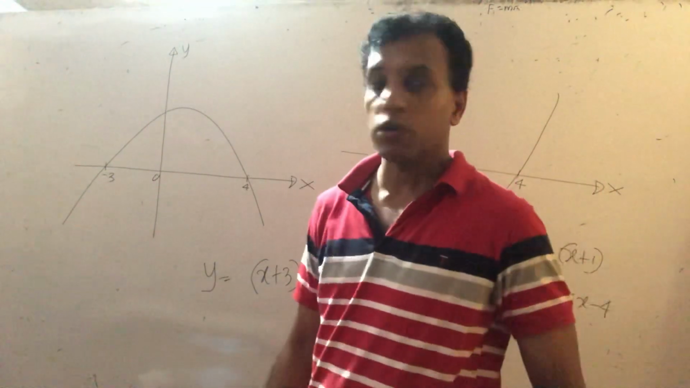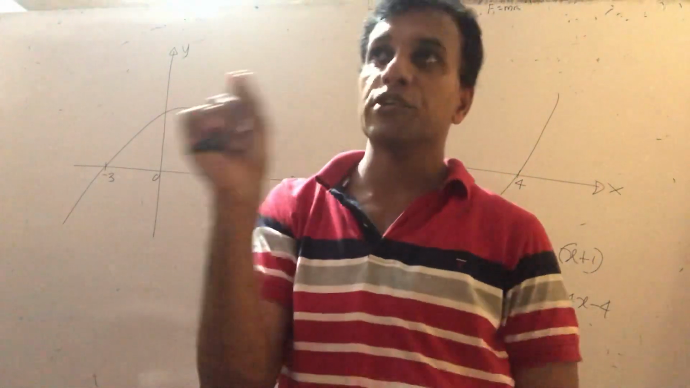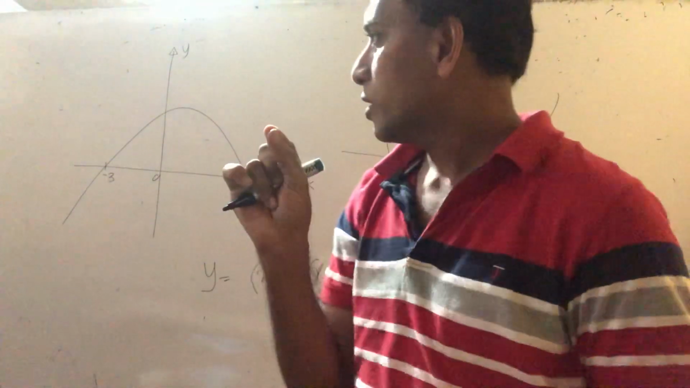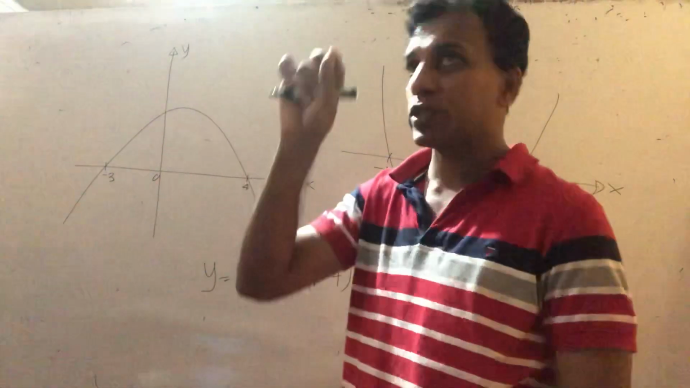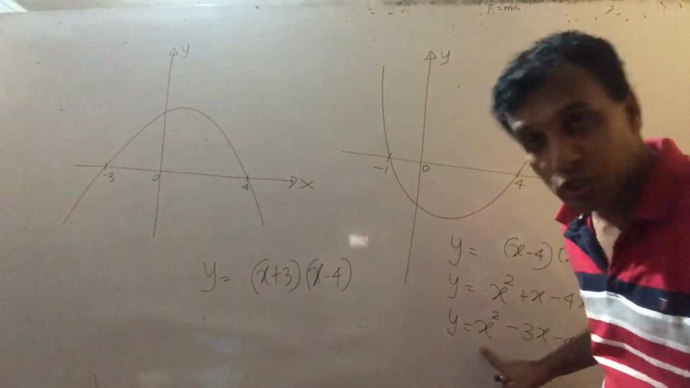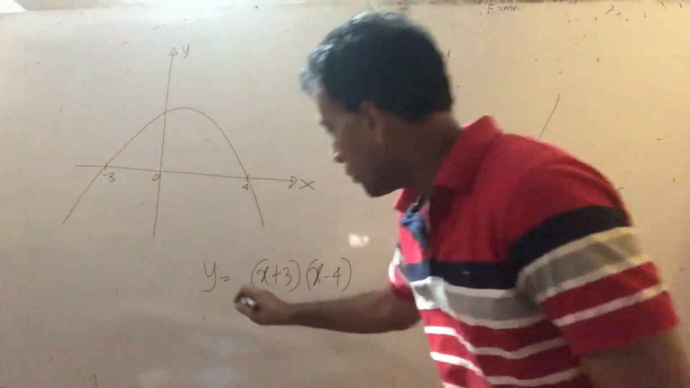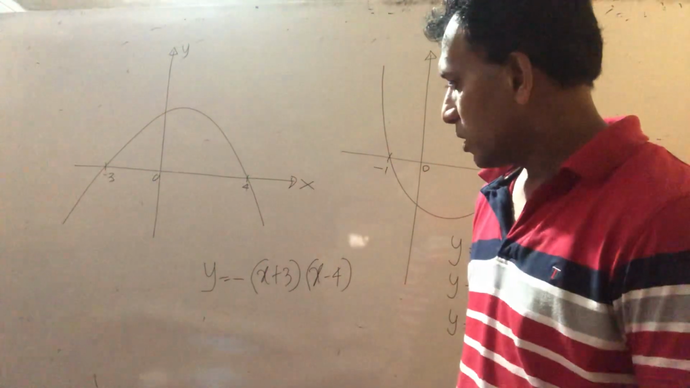But very important, the graph is maximum. So for a maximum graph there is always a minus symbol in front of x square. Before drawing, you are able to say whether the graph is max or min. If in front of x square is minus, the graph is maximum. If in front of x square is positive, the graph is minimum. Therefore put a minus symbol. That's enough actually.